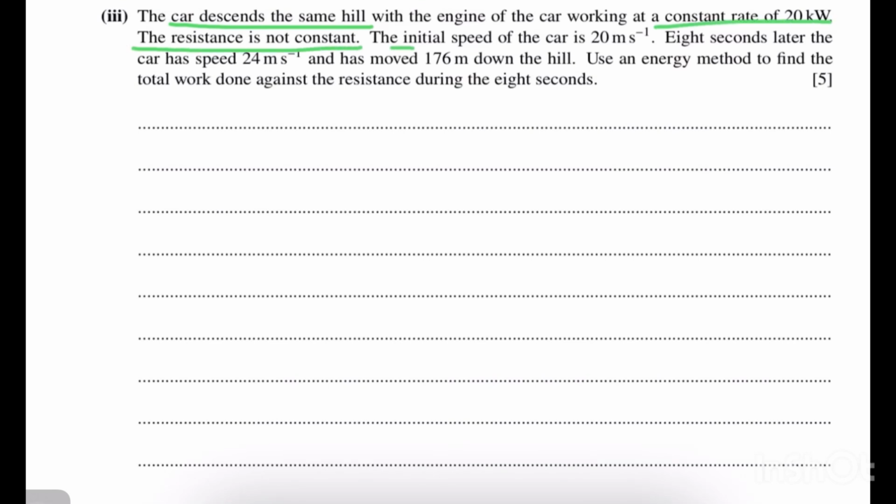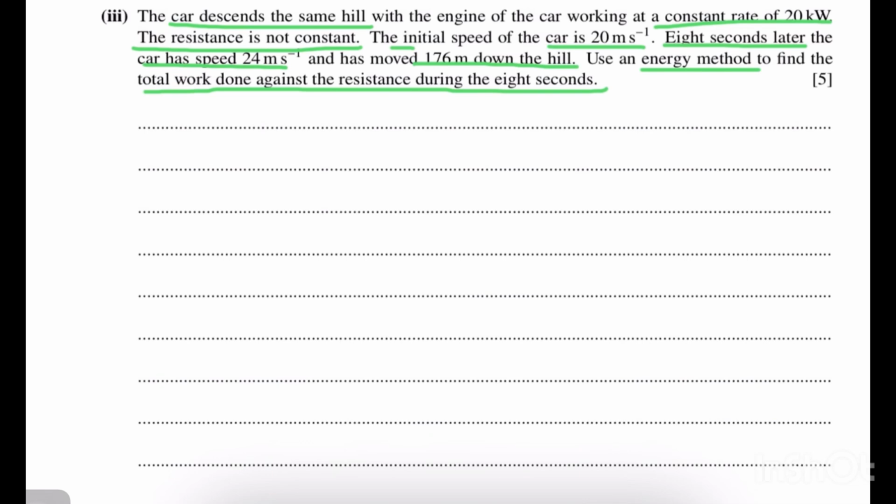The initial speed of the car is 20 meters per second, and then 8 seconds later, the car has a speed of 24 meters per second and has moved 176 meters down the same hill. We have to use an energy method to find the total work done against resistance during the 8 seconds. So first let's write down the information that they've given us.